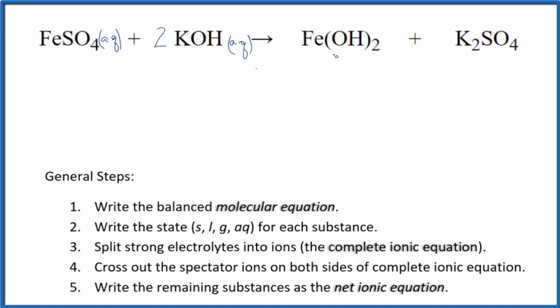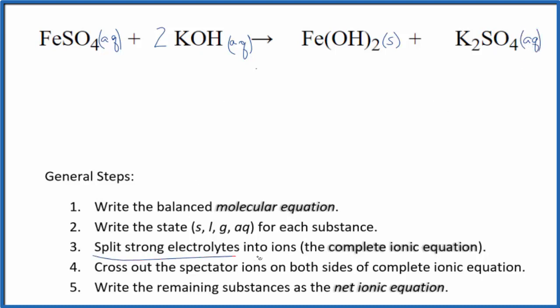But iron hydroxide, iron's not in group 1, iron hydroxide is insoluble. So because of that, we'll put an S here. It won't dissolve. These two will react. It'll produce this iron 2 hydroxide, but it won't dissolve. It'll be a solid. It'll fall to the bottom of the test tube as a precipitate. So we have this precipitation taking place here. Then we have potassium sulfate, put an AQ after that.